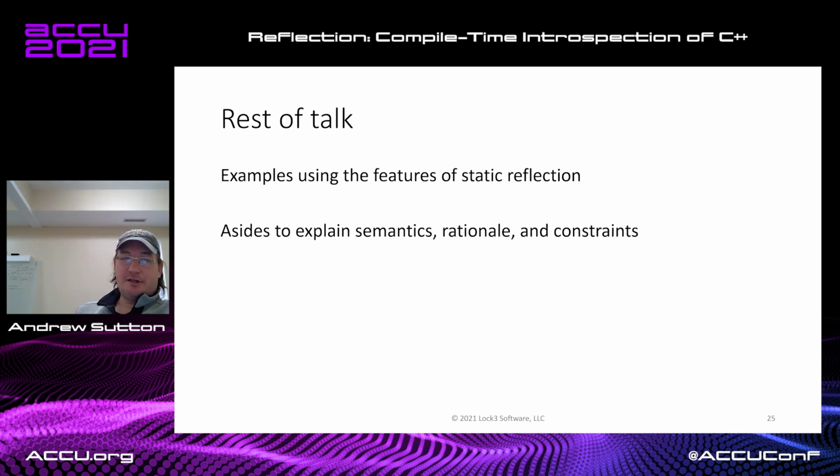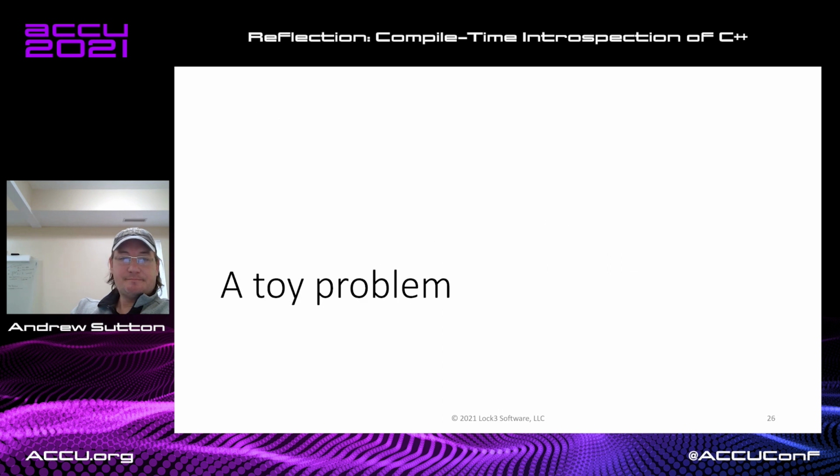Okay, so the rest of this talk is pretty much just code, examples of static reflection, with some asides to explain particular features, semantics, rationale, like language constraints, design constraints, and things like that. All right, so I'm actually going to start off with a toy problem rather than a real example, just because this gives me the opportunity to talk about certain properties of C++ and reflection.